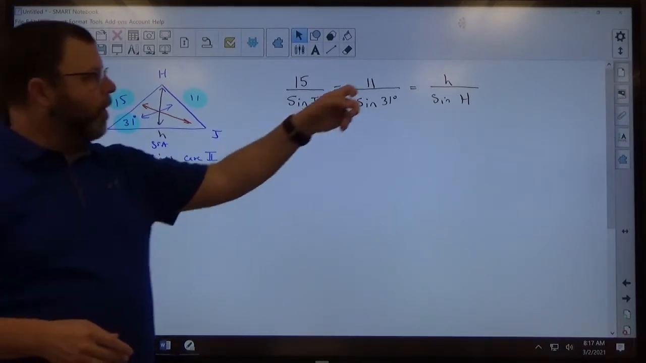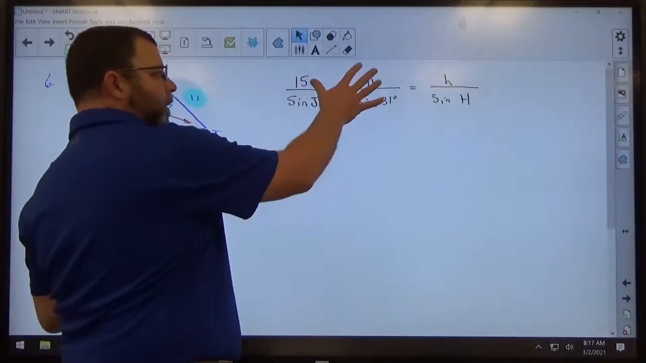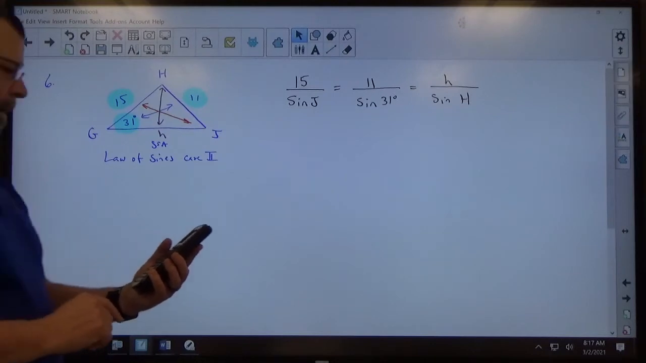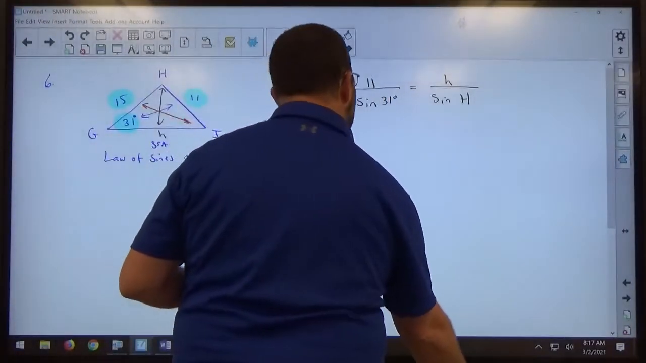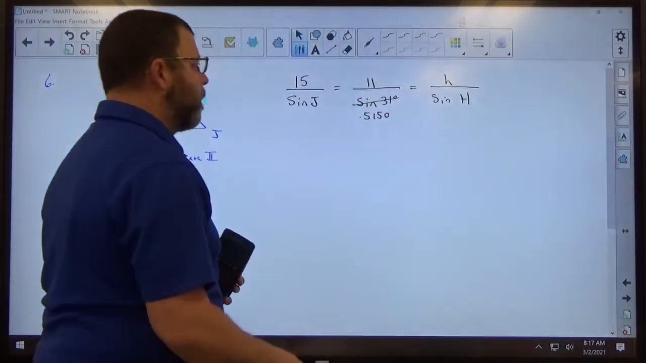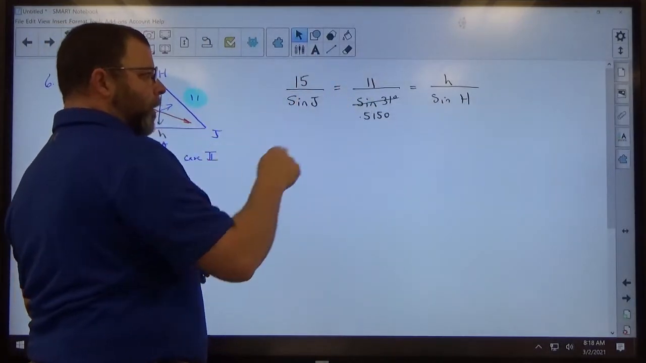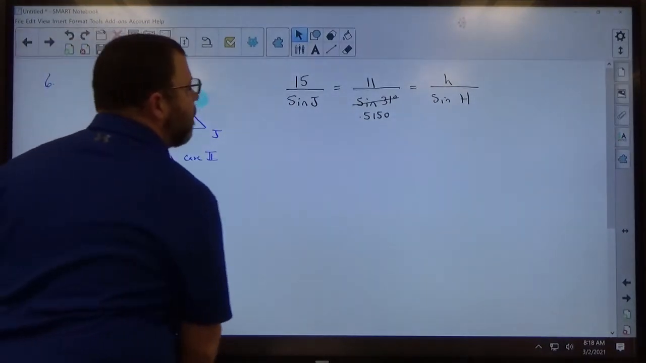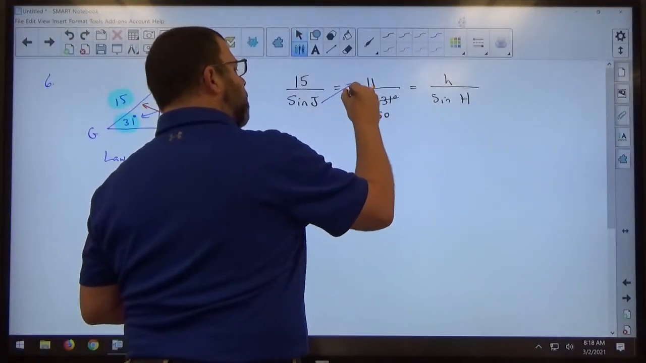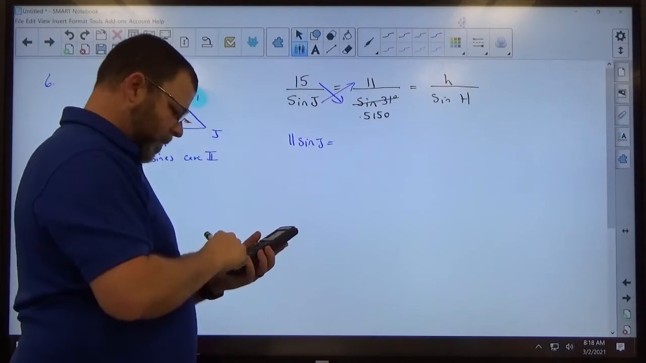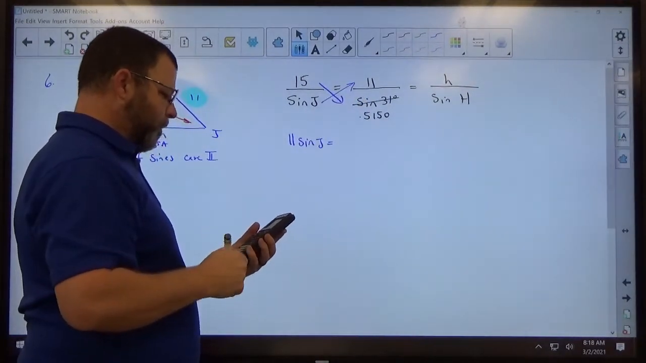And even though I don't know little h or big H, if I look at these two fractions here, the sine of 31, according to my calculator, is 0.5150. So these two fractions here, ignoring that one over there, if I cross multiply, is going to get me a workable expression that has one variable in it. So if I do that cross multiplication, this product gets me 11 sine of j, and this product, 15 times 0.5150, is 7.725.